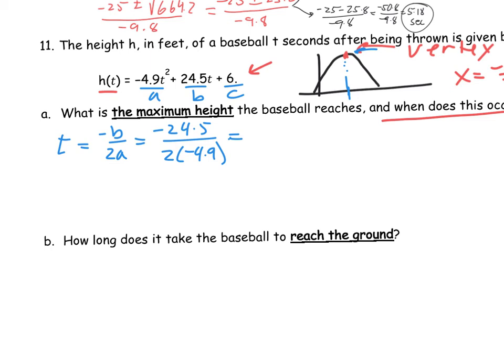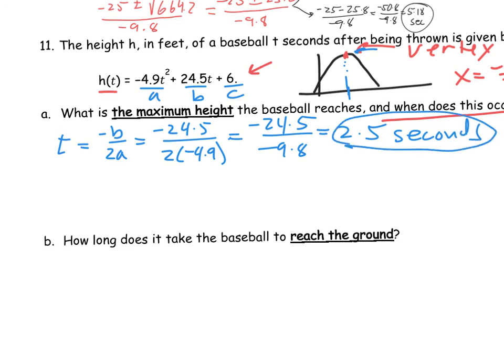So this is negative 24.5 divided by negative 9.8, which is going to give me 2.5. And that's 2.5 seconds. Okay? So if they ask what time does it reach its maximum height, you say 2.5 seconds. Now, the height is actually going to be this height right here.